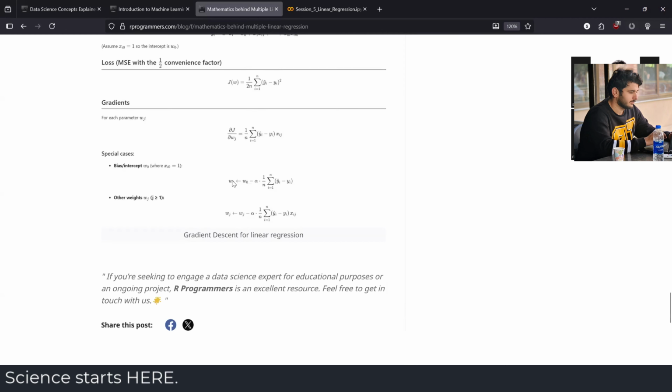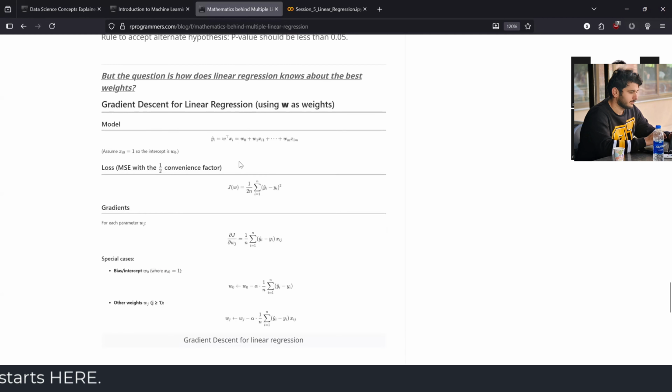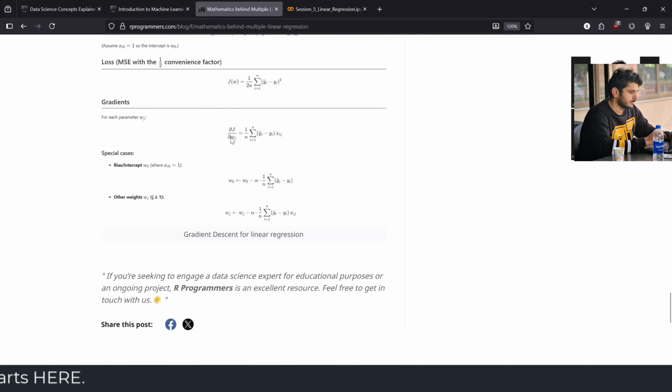So what we are trying to do here is use a derivative. Basically, derivative means the change. If we change the value of W, or this particular weight or coefficient, how much will J change? Based on this formula, it gets new values.